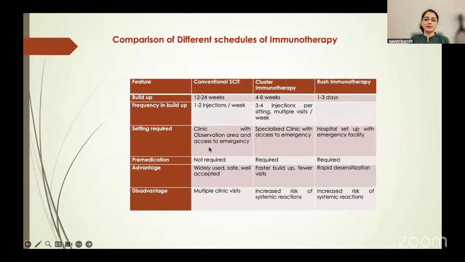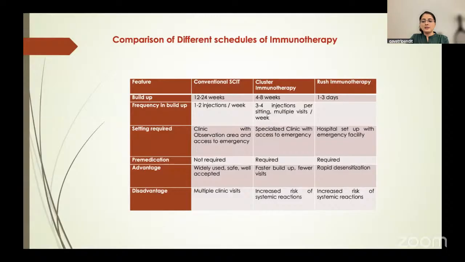Conventional immunotherapy can be practiced in a clinic-based setting, provided the setup has adequate facilities to manage anaphylaxis. But cluster and rush immunotherapy have to be done in association with an emergency room or emergency facility. While practicing conventional subcutaneous immunotherapy, you don't require any pre-medication, but with cluster and rush immunotherapy, you do. The advantage of the conventional pattern is that it is widely used, and when practiced properly, it is safe and well accepted.